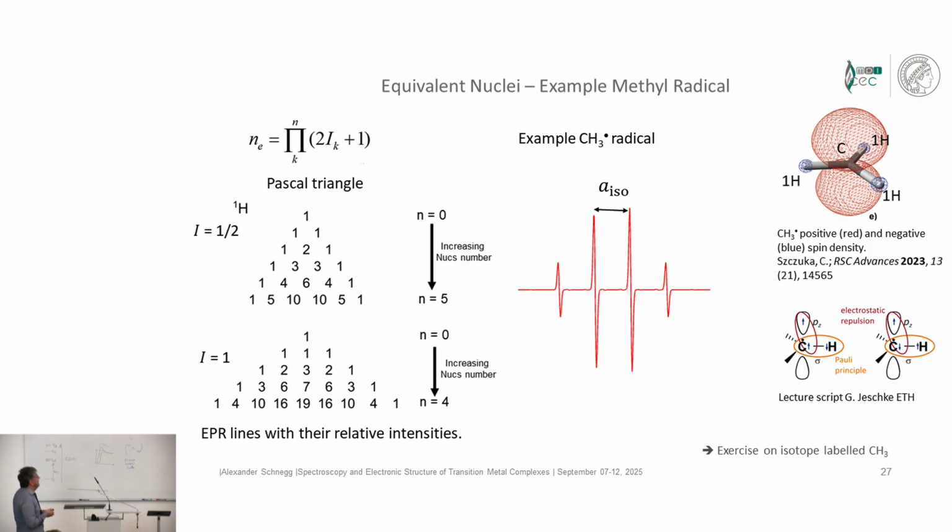Methyl radicals are a quite interesting case, because they mainly carry spin density here on the carbon. However, this carbon spin density leads to negative spin density on the hydrogens via spin polarization.